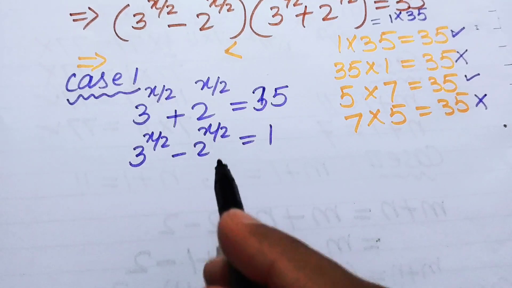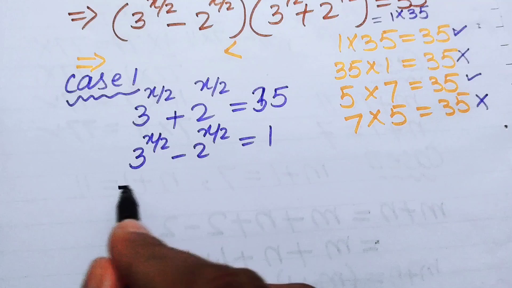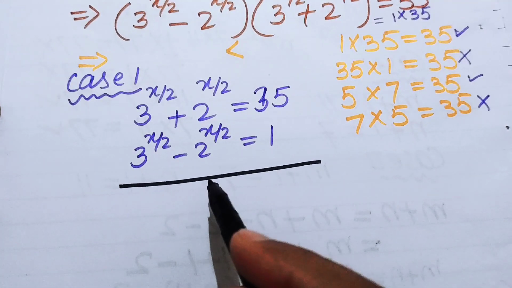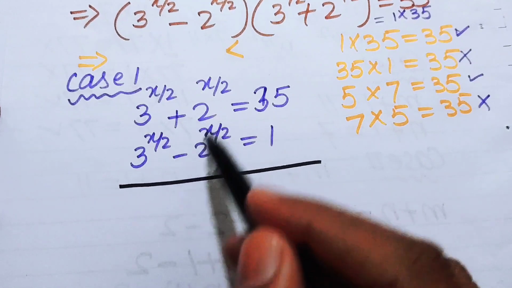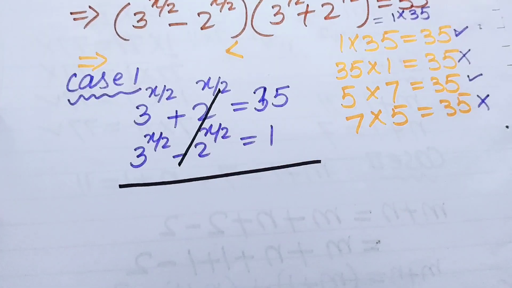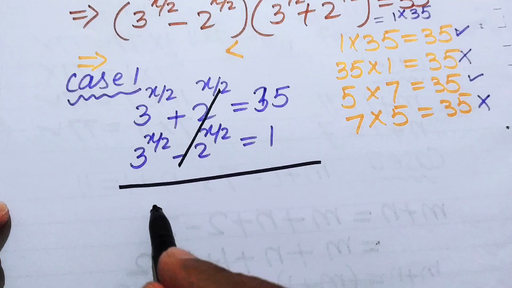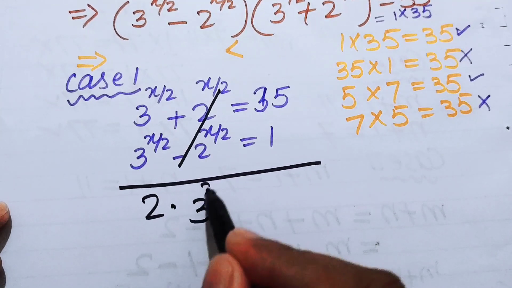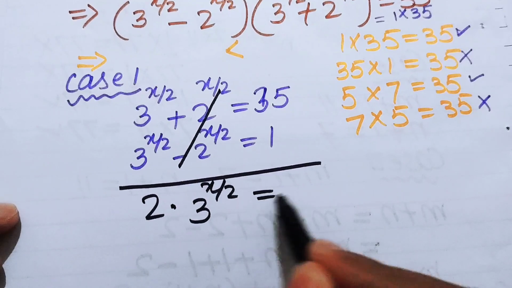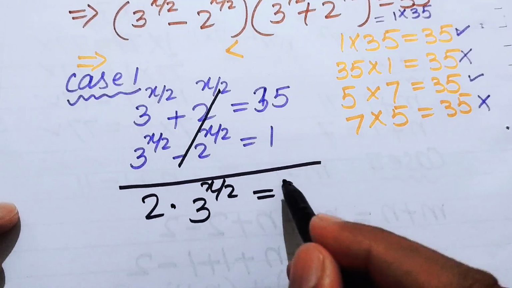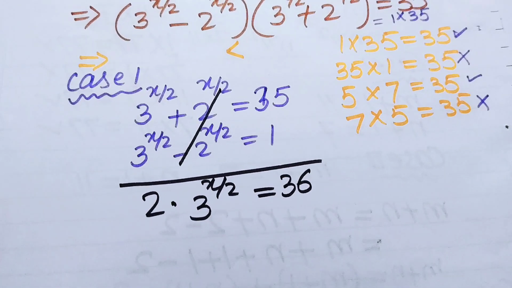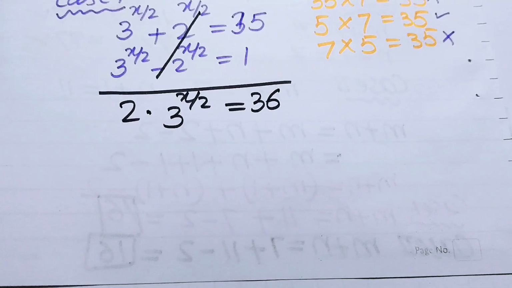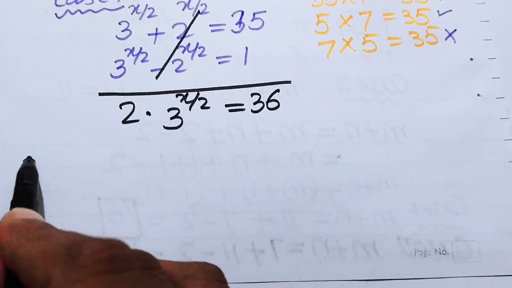we just add these two equations, and when we add these two equations, you see that the positive and negative terms are cancelled by each other, and we add these two pairs and you get 2 times 3 to the power of x over 2 equals, here we have 35 plus 1 equals 36. And now we simplify this equation and we move towards our final answer.